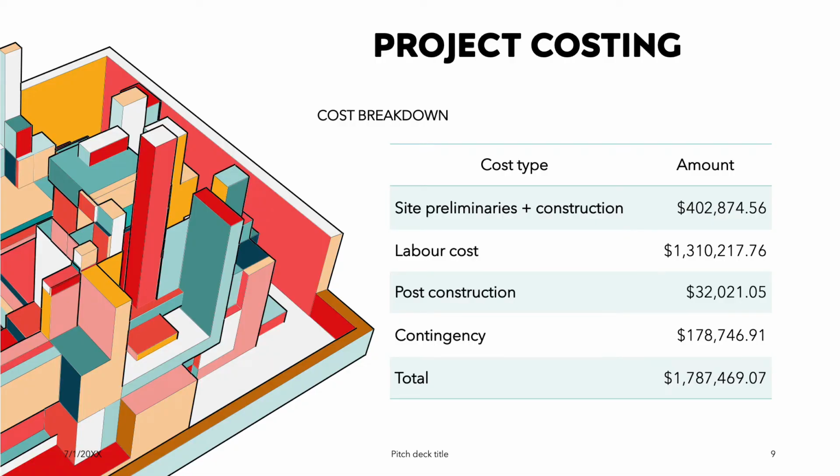The project costing. The costing of the project includes the cost from the pre-construction phase until the post-construction phase. The cost estimations were made based on the resources such as labor, materials, and plant allocated to each task, and even including the contingency cost. As you can see, the cost breakdown of the total cost, it would be more than 1 million, nearly 2 million. And the contingency, we have added 10% of the total cost, and the site preliminary, construction labor cost, and post-construction cost will be as in the table.